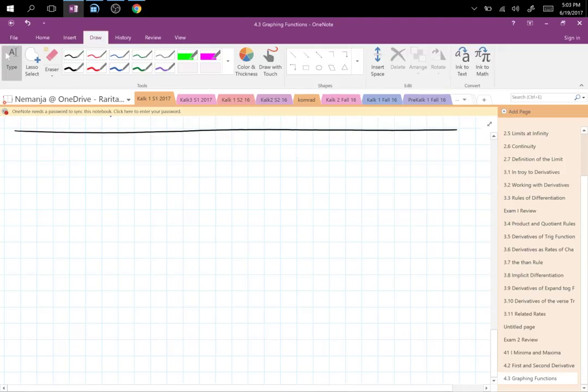So let's graph one more using all these amazing methods. How about y equals, or f of x equals, whatever you want to call it, x squared plus x minus 6 divided by x minus 5.